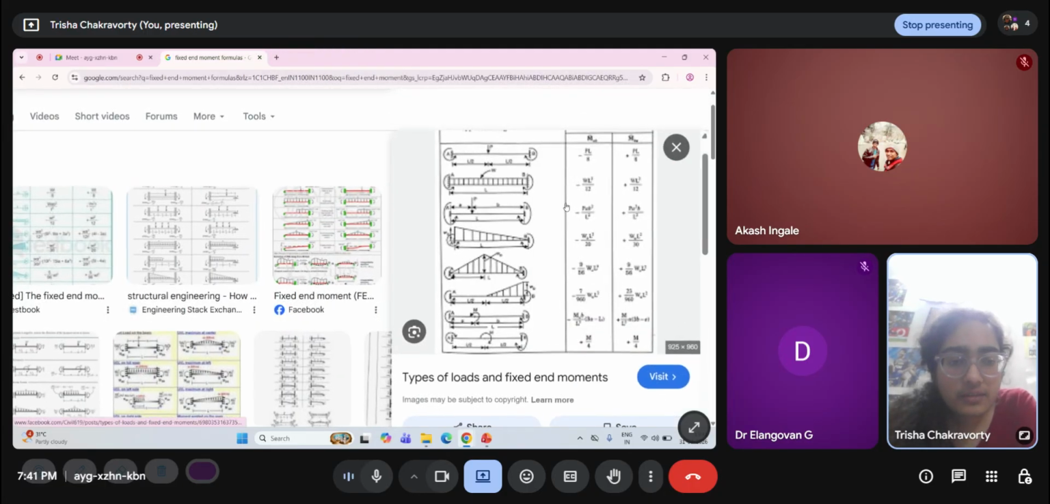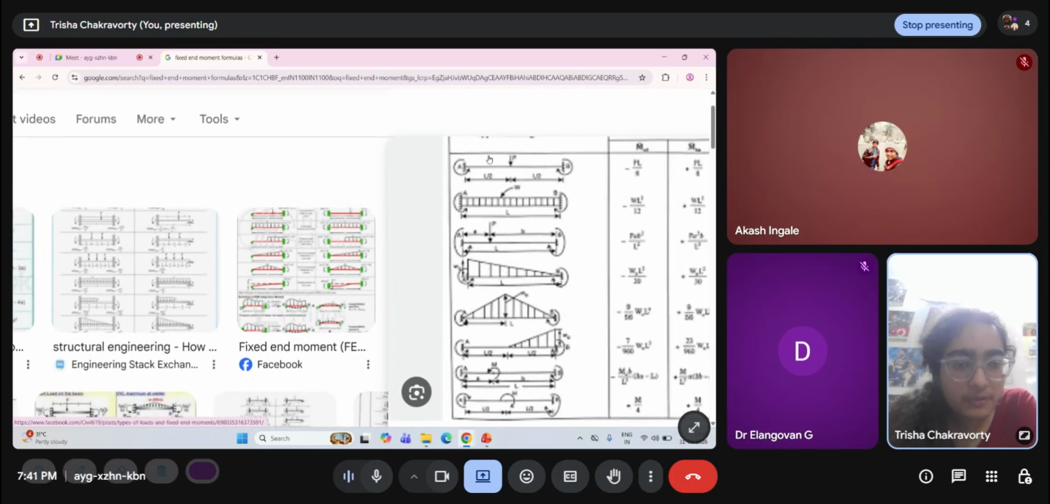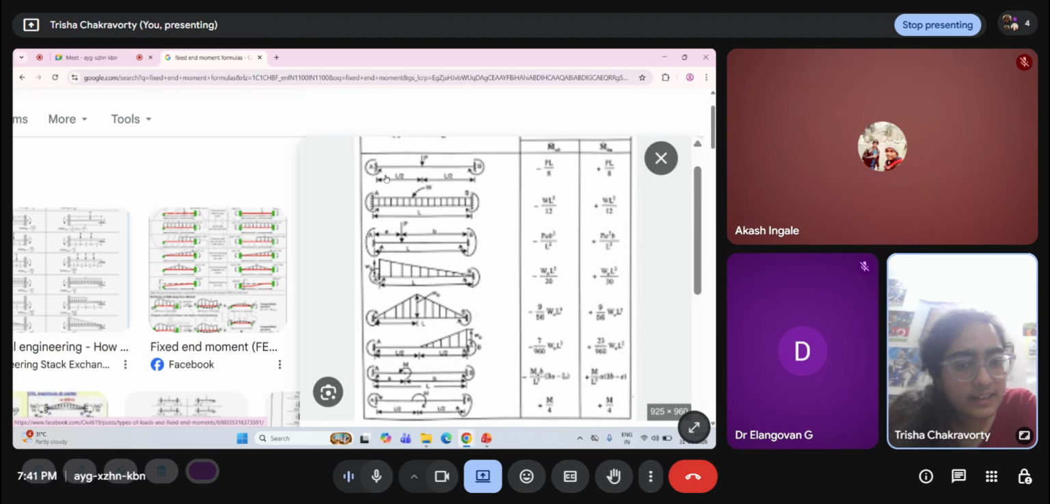So this is the fixed end moment for some common loading patterns. For a fixed beam with a point load at the center, at this end it's minus PL by 8, and at this end it is plus PL by 8. For a fixed beam with UDL, it is minus WL square by 12 at this end and plus WL square by 12 at this end.